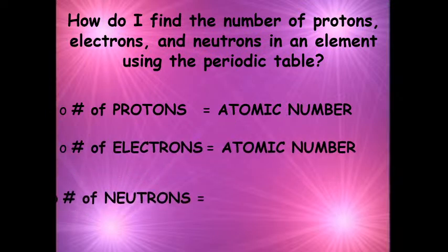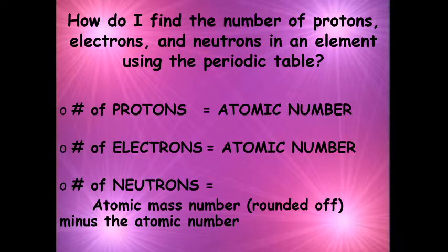We know that the number of protons is equal to what? Atomic number. The number of electrons is also equal to the atomic number, because the number of protons and number of electrons always remain the same, because atoms are electrically neutral, so they must have the same number of protons and the same number of electrons. And from the mass number, how can we get?